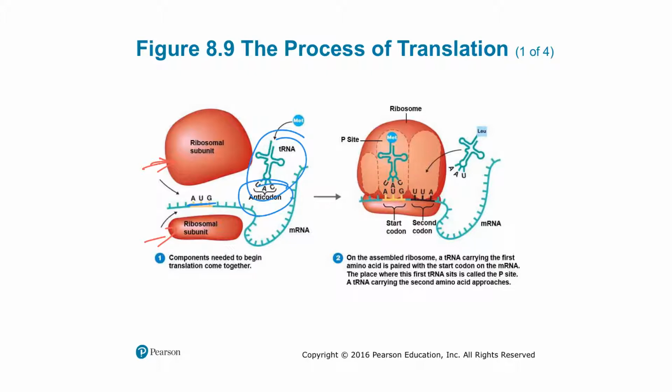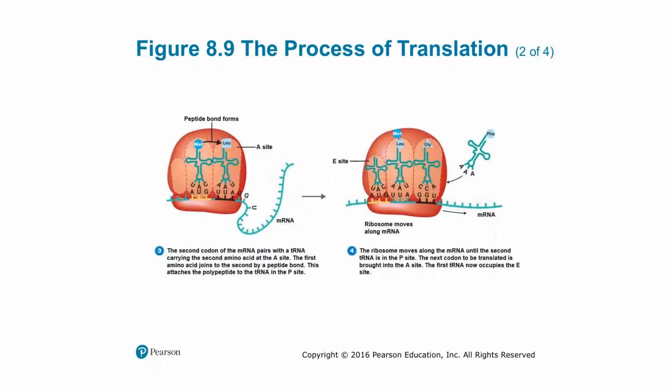Now let's erase this so we can have a little more cleanliness and see what's going on. This anticodon is going to come in here and bind to that, and that's going to bring the ribosome together. On the assembled ribosome, the tRNA carrying the first amino acid is paired with the start codon of the mRNA. This is the place where the first tRNA is called the P site, and a tRNA carrying the second amino acid approaches. This one in particular has a leucine attached to it, with AAU for the anticodon, the second codon being UUA.